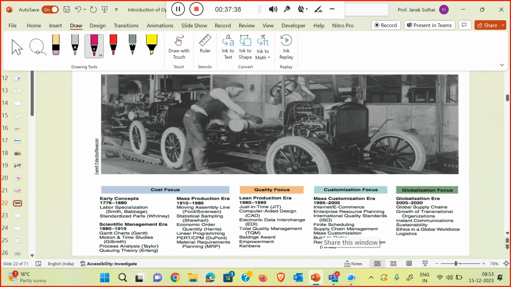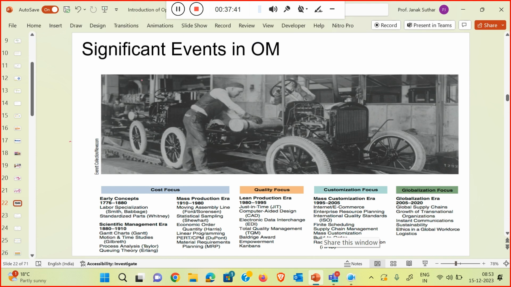Okay. Now again, how this particular thing has evolved with respect to time, this particular slide I will cover today. So when we talk about operation management, earlier it was known as production planning and control.